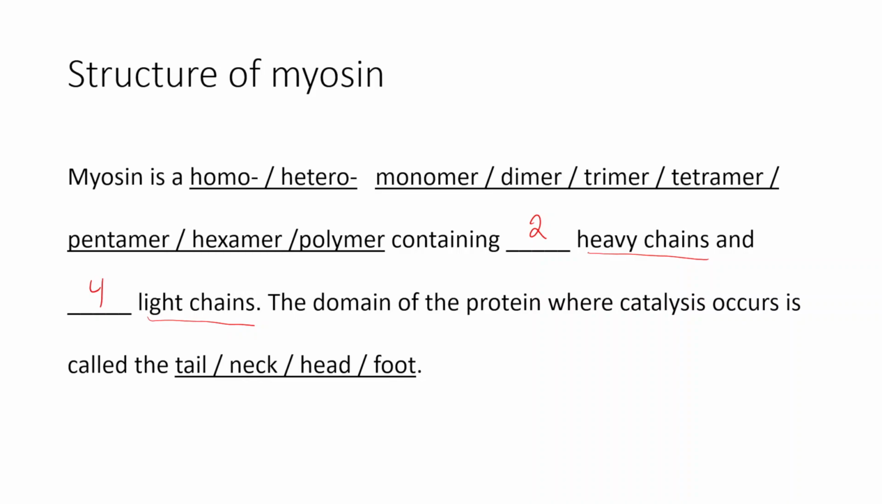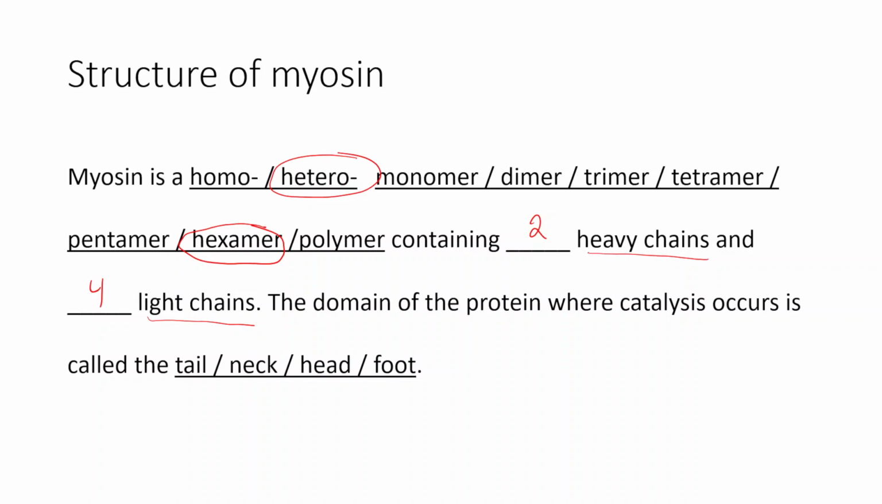So what does that mean for the total number of subunits we have? What's 2 plus 4, anybody? So what kind of a mer is it? It's a hexamer, yeah. And are they all the same, or is at least one of them different? Yeah, it's hetero, exactly. They're not all the same, so that makes it hetero. There's 6 total, so that gives us a hexamer. 2 of them are heavy, 4 of them are light. And heavy and light just refers to the size. So the heavy chains are larger, they're very long. The light chains are pretty small.